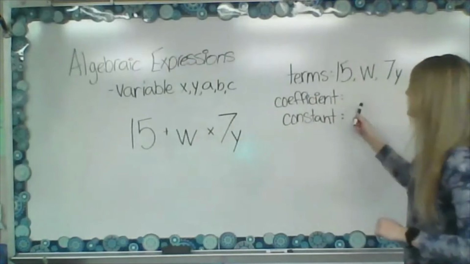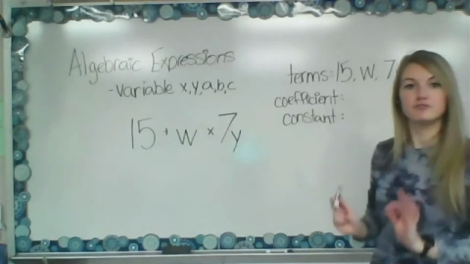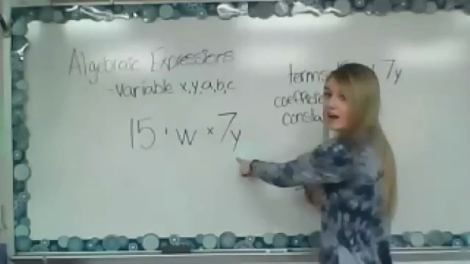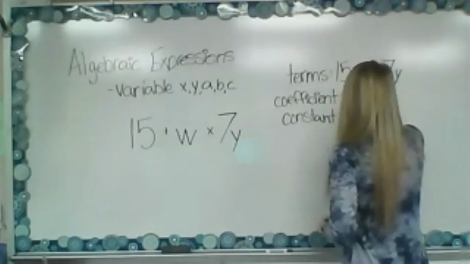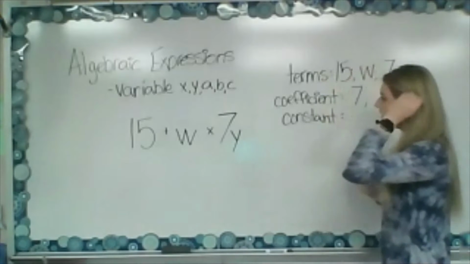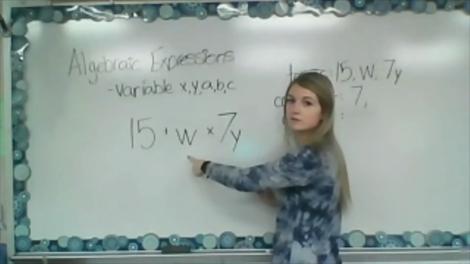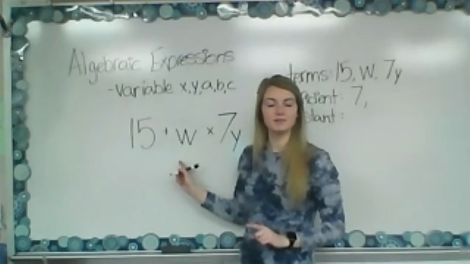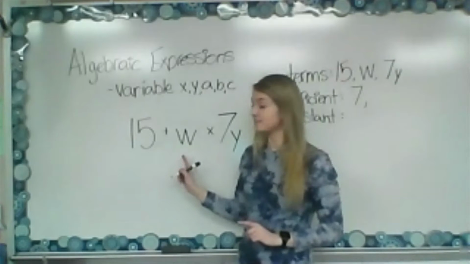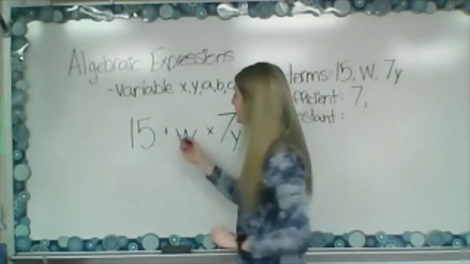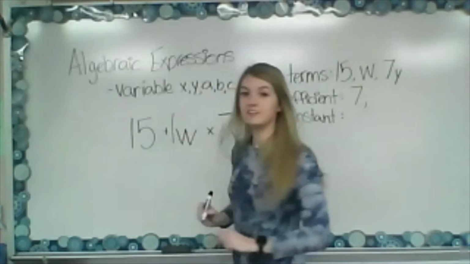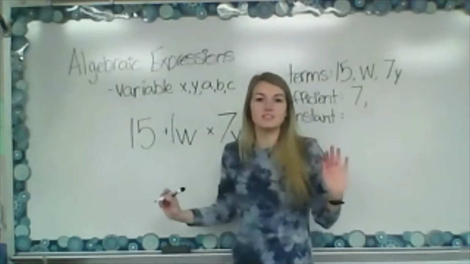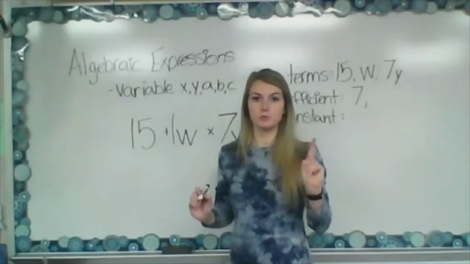Now, my coefficient, numbers in front of variables. So, where's my letters? I've got a y. What's in front of the y? A 7. And I have another variable, a w. But here's the thing. Do you see any number in front of the w? I don't, right? But every single variable, even if you can't see it, has a 1 right in front of it. No matter what, every single time, if there's no number, it's a 1.